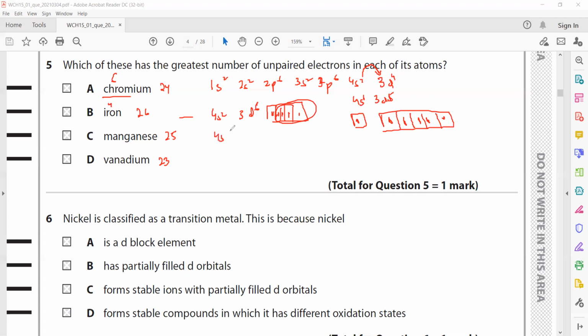For manganese, 4s2 and then 3d5, so there will be 5 unpaired electrons. And for vanadium, 4s2 and 3d3, so only 3 unpaired electrons. So which has the greatest number? Chromium has the highest number, because the energies of 3d and 4s are very close to each other. That's why the electron jumps from 4s to 3d, and half-filled orbitals are more stable than partially filled orbitals.